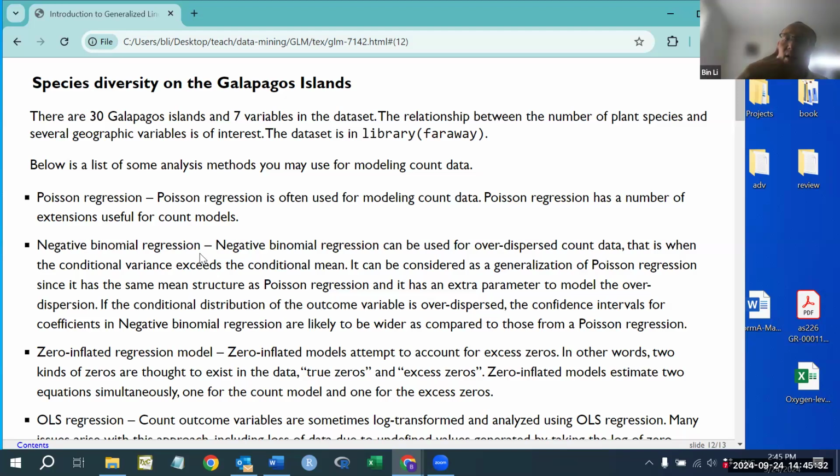sometimes. Because if the Poisson regression assumption, which says mean and variance are the same, does not hold, we may consider using the negative binomial because we have an extra parameter to model the variance. That means for the negative binomial regression, variance is allowed to be different from the mean.